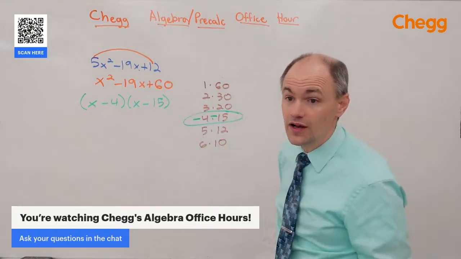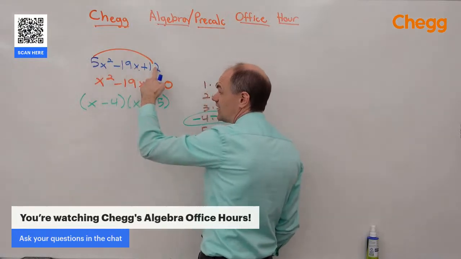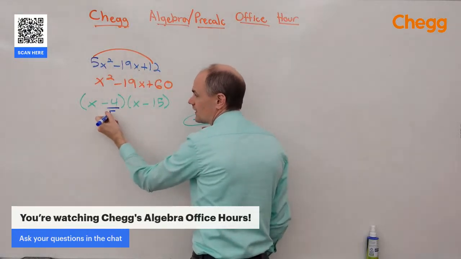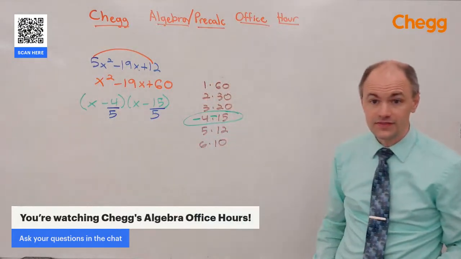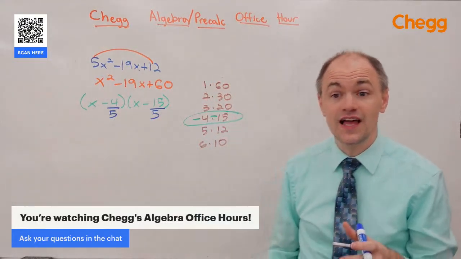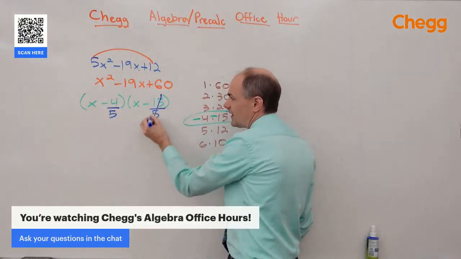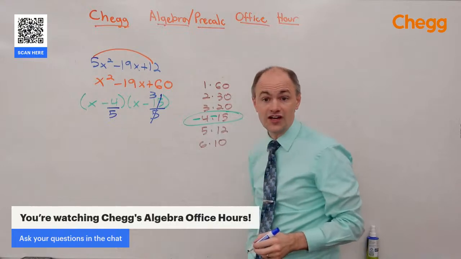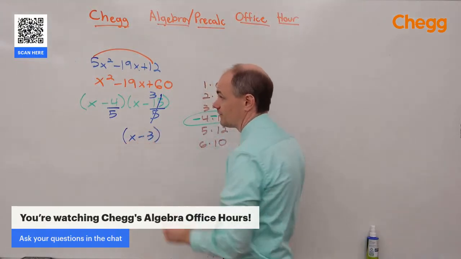Now we need to make sure that we can divide out the 5. So the 5 was hiding in here. Now it's going to come out. We're going to divide each term by 5. If it reduces out, we're not going to worry about it. So 15 over 5, that reduces out to 3. There's no fraction left. So this new factor is now x minus 3.